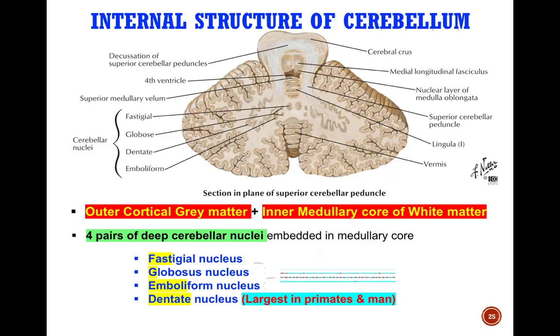The globose and emboliform nuclei, together with the fastigial nucleus, can be combined and called the nucleus interpositus. In some books, you might find these three nuclei together called the nucleus interpositus.